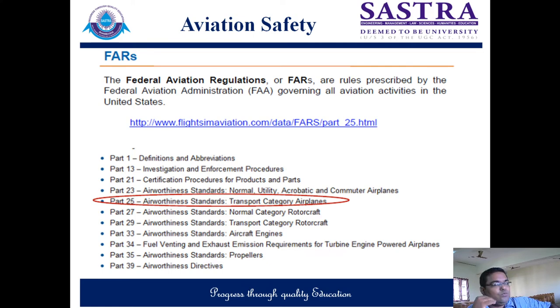FAR are the rules prescribed by the Federal Aviation Administration governing all aviation activities in the United States. It has different parts: Part 1, Part 13, Part 21. Part 1 is definitions of abbreviations. Part 13 is investigation and enforcement procedures. Part 21 talks about certification procedures for production parts. Basically for our purpose, it is Part 25, airworthiness standards for transport category airplanes. For different kinds of planes, there are different airworthiness standards that need to be followed.